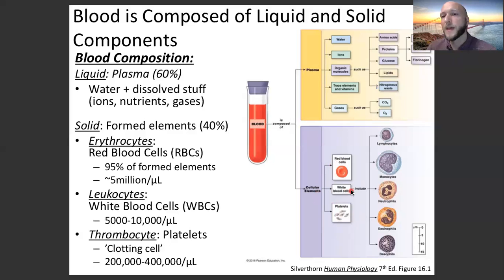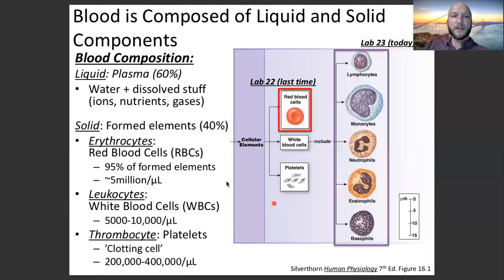Now, there's many, many types of white blood cells. There's 5 that we focus on in this class, 5 main types. We've got our lymphocytes, our monocytes, our neutrophils, our eosinophils, and our basophils. All right. So last time, Lab 22, we mainly talked about red blood cells, RBCs, erythrocytes. In this lab, Lab 23, we're focusing on the white blood cells, the WBCs.